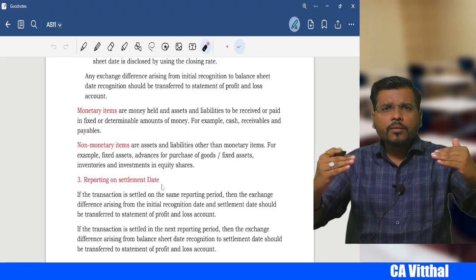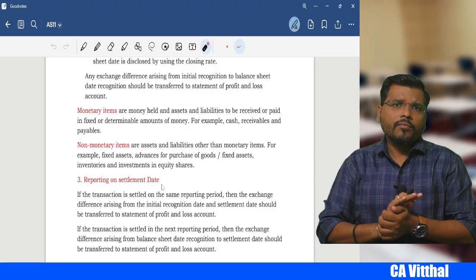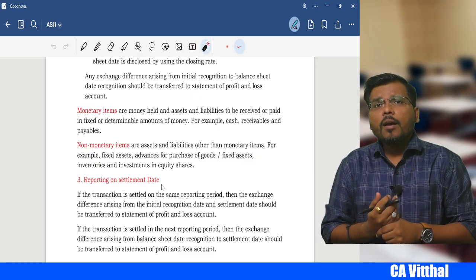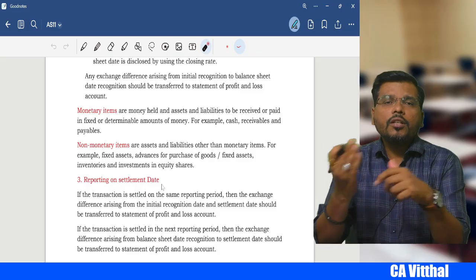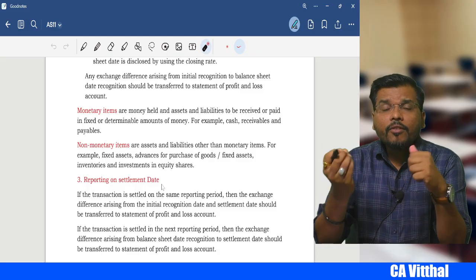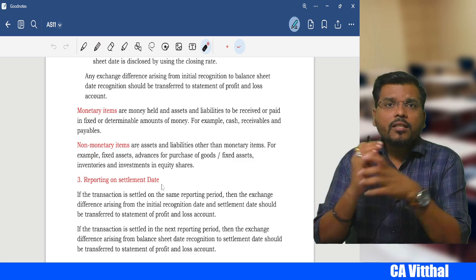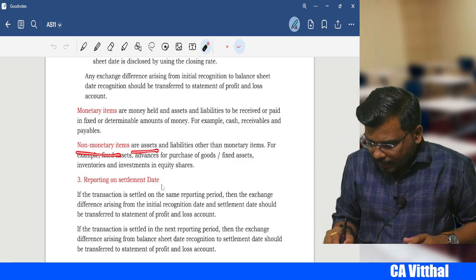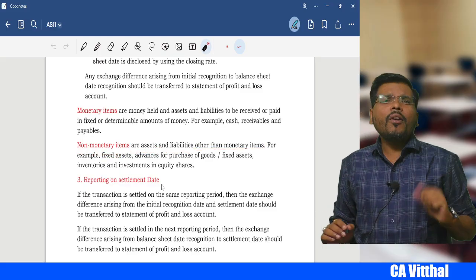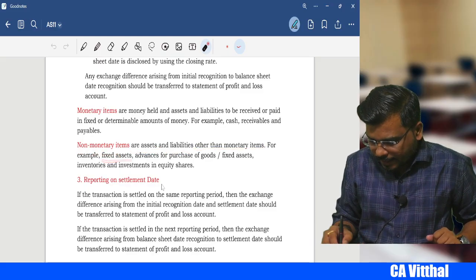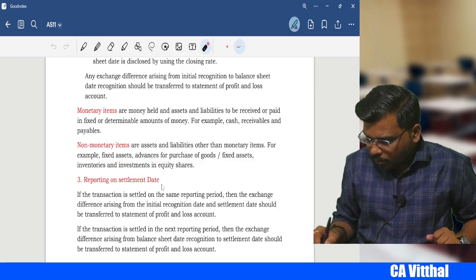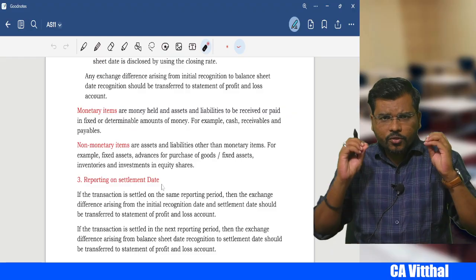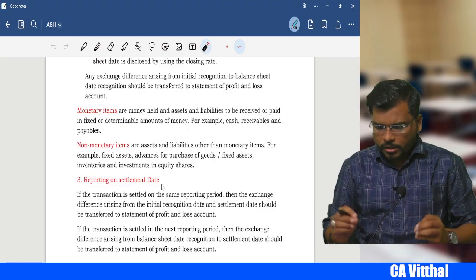So in the balance sheet, other than monetary items, which are not fixed, we call those non-monetary items. For example, PPE, machinery, then investment, then inventory. They all are non-monetary items, right? So non-monetary items are assets and liabilities other than monetary items. For example, fixed assets, advances for purchase of goods, inventories, investment in equity shares, right, my dear student? So these are the non-monetary items.